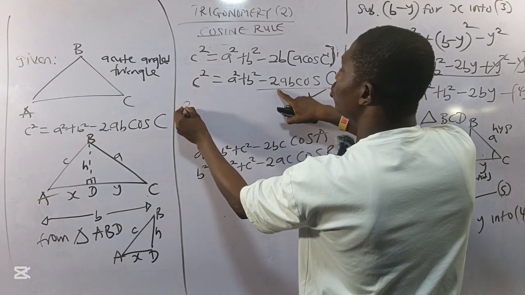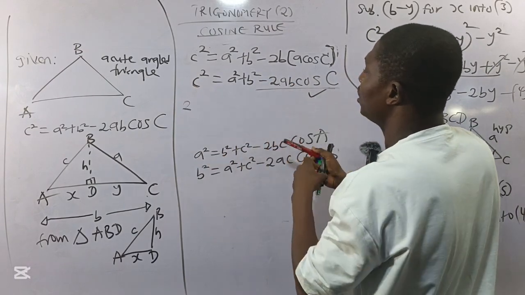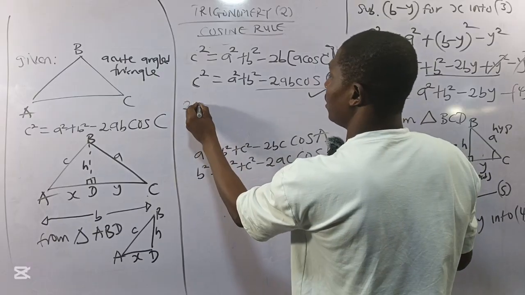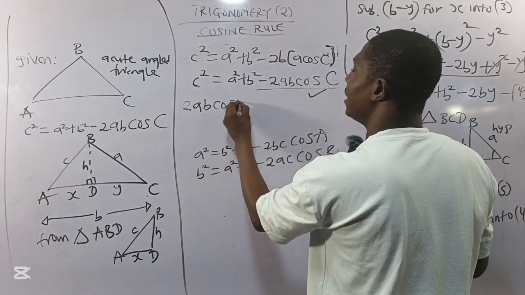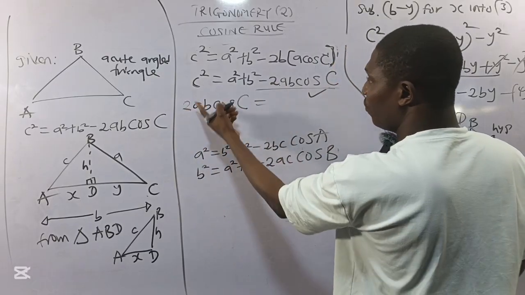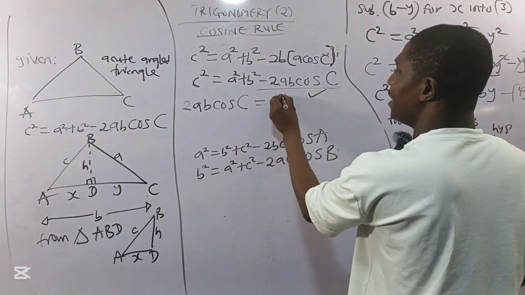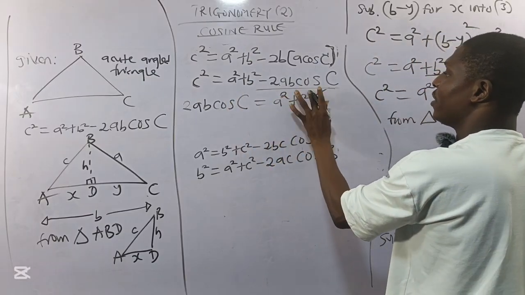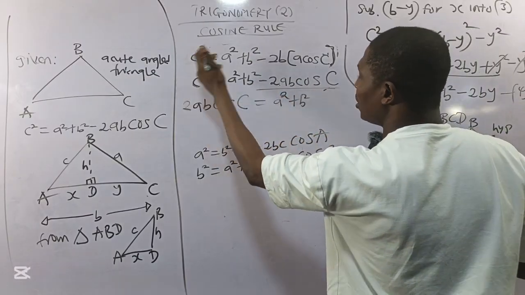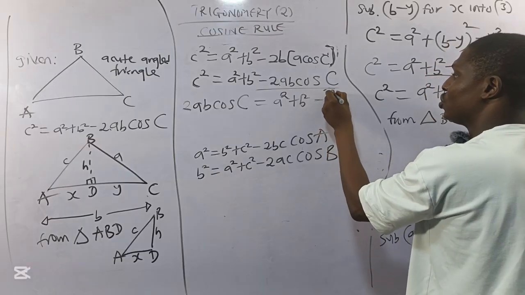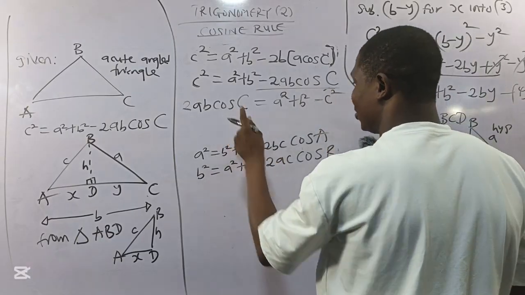Then this becomes 2AB cos capital C. This has moved to the other side, so this must come here. A square remains here, B square remains here, and plus C cos becomes minus C square. Now I'm looking for cos C.